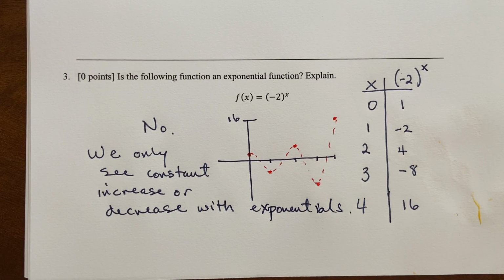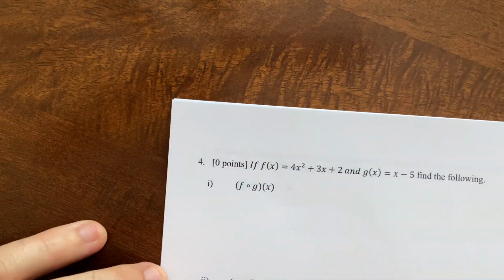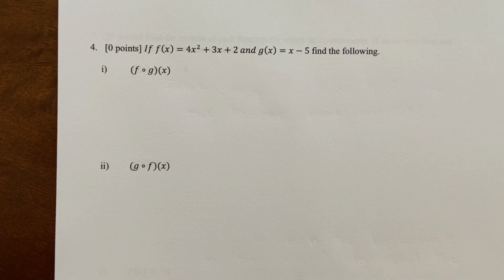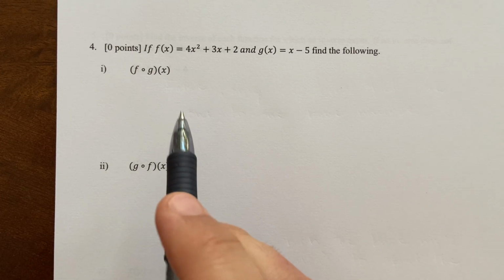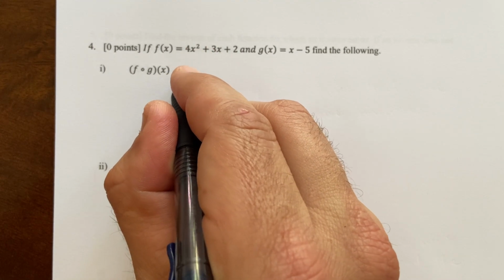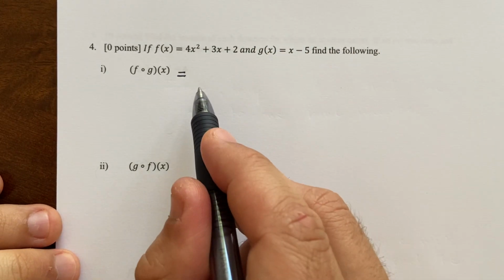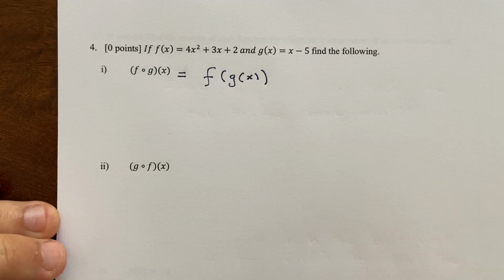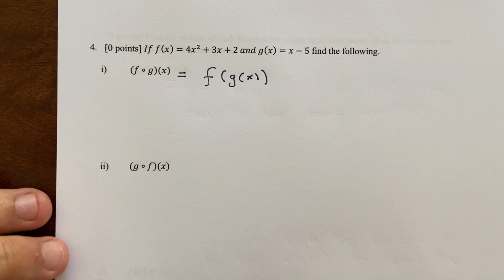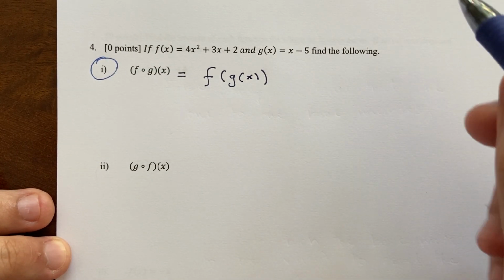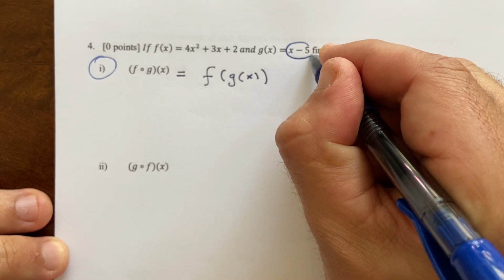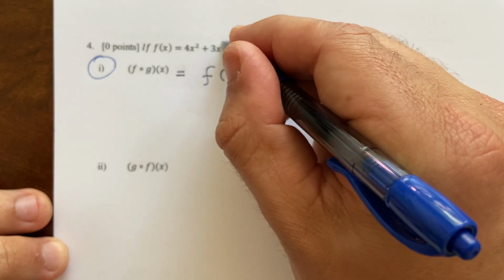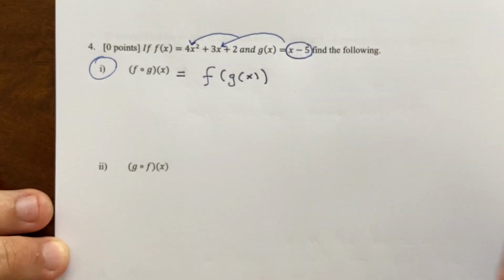Okay, on to number 4. Let's see, we have a bunch of compositions to do here. So we have f and g, and then we're asked to compose f and g in these different ways. So for f composed with g of x, something I've been pointing out is that this is the exact same as f of g of x. So what I'll do for this first one is I'll take g, the rule for g, and I'll plug that into all these locations where we have x in f.